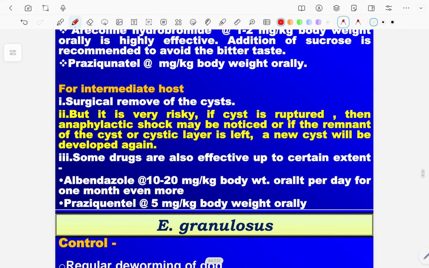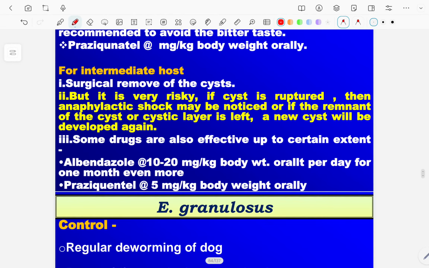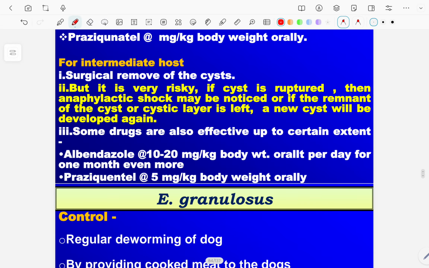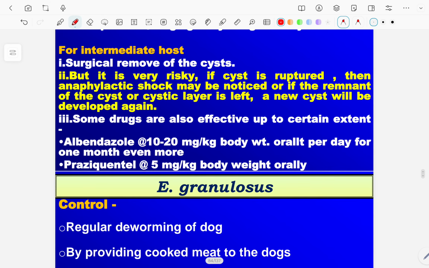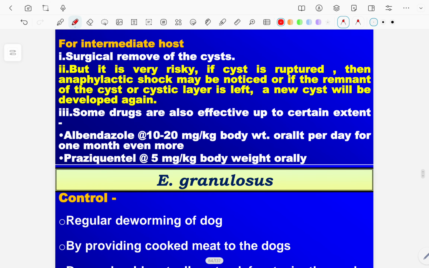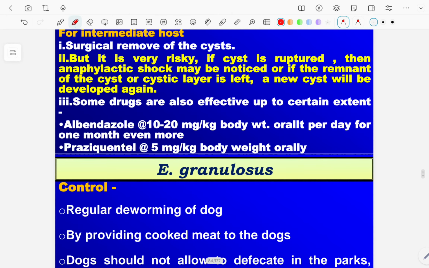For the intermediate host, first is surgical removal of the cyst. Second, this is very risky: if the cyst is ruptured, then anaphylactic shock may be noticed, or if a remnant of the cyst or cystic layer is left, a new cyst will develop again.